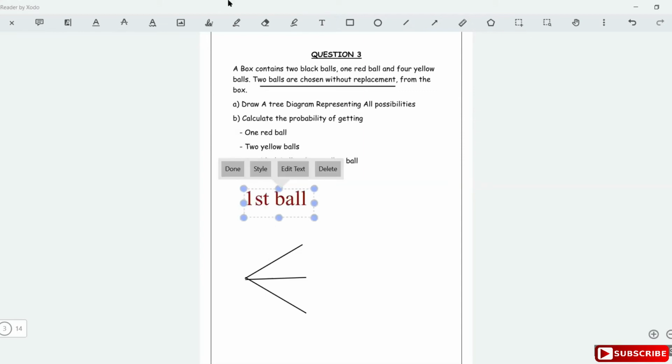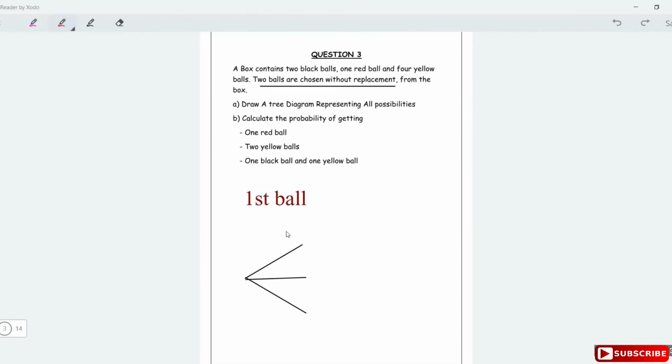You can either draw, I'm going to use B to represent black. We can use R to represent red. And then we can use Y to represent yellow. I think those are good enough.